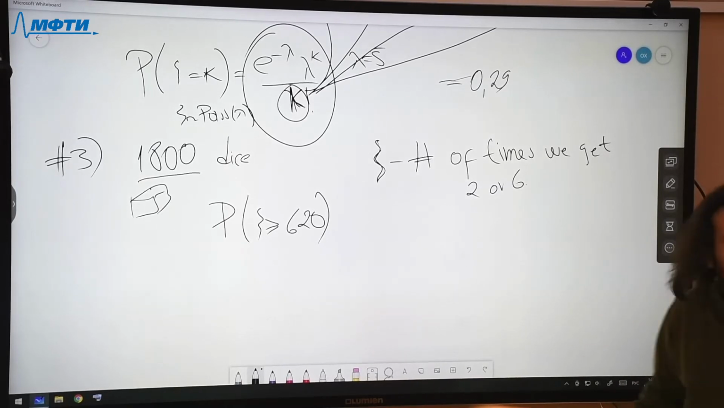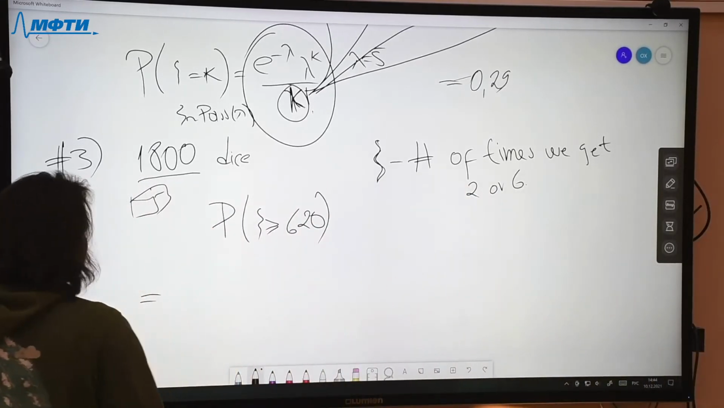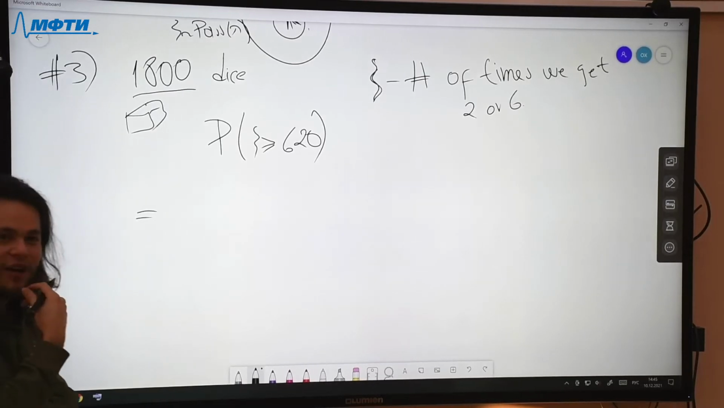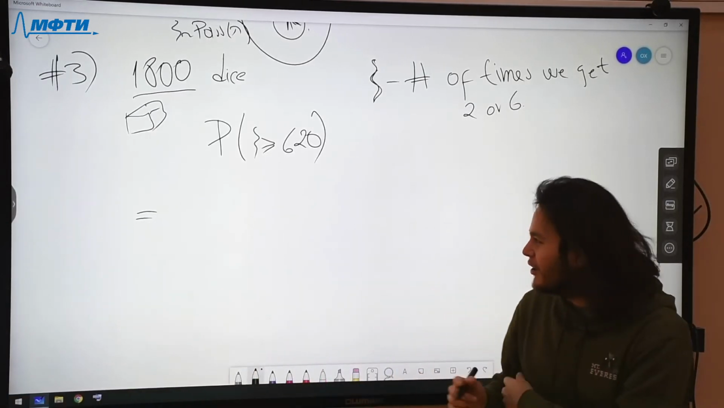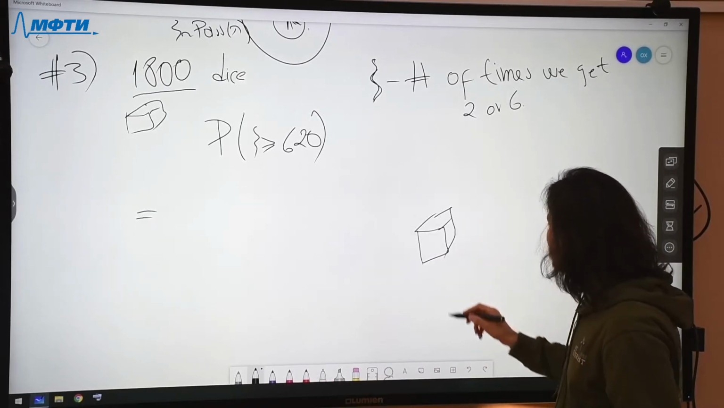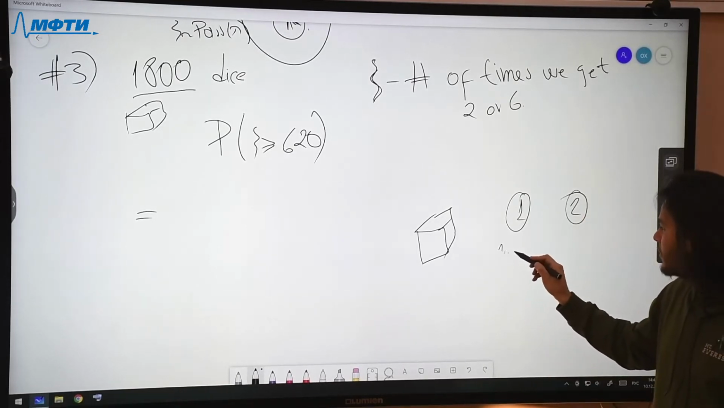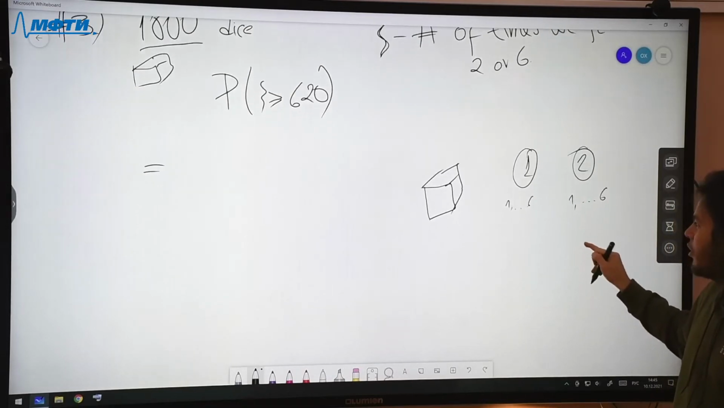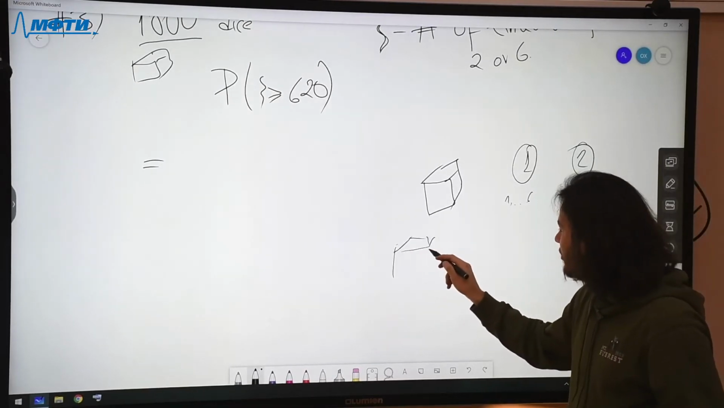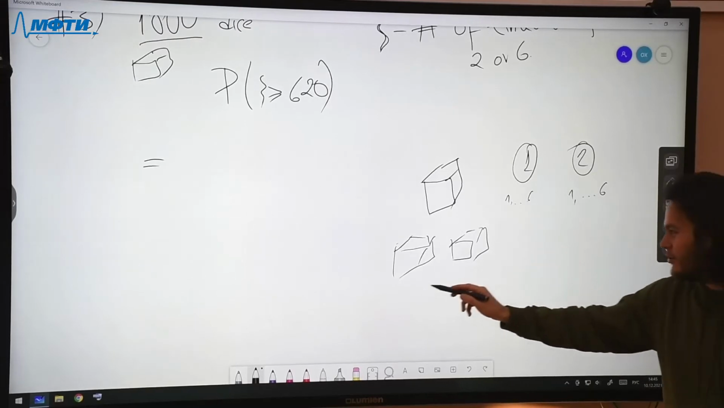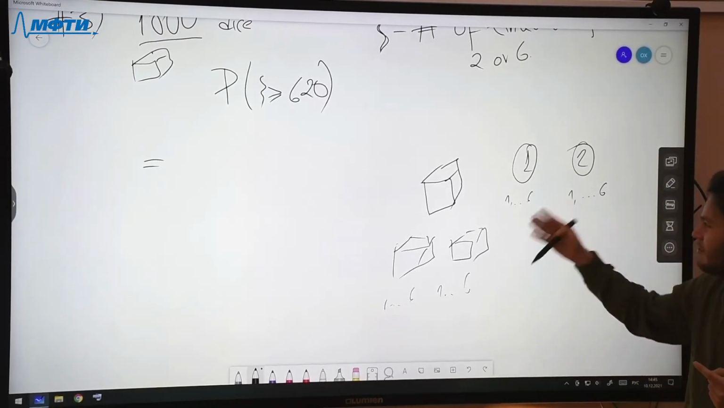How do we find this? Tell me. What is the first thing that we have to do? Well, maybe yes, it doesn't matter. It's the same. Do you understand what is the same? Imagine that you have one die and you throw it two times, right? So you get some value from 1 to 6 and some value from 1 to 6. Now imagine that you have two dice and you throw them just once. So you get two values, one from 1 to 6 and another from 1 to 6. Well, there's no difference.